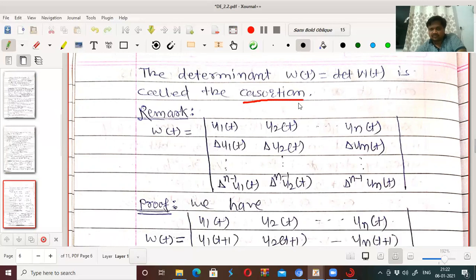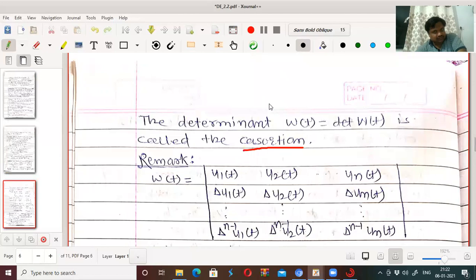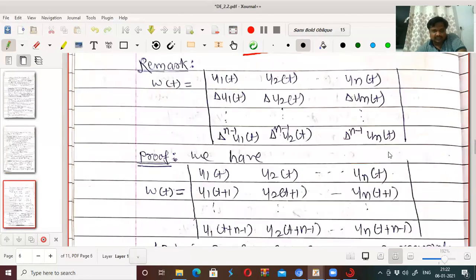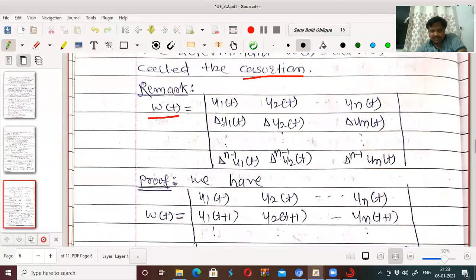It is called Casoratian. That is the concept. This is the matrix of Casoratian, and if we take its determinant, then we call it the Casoratian. Now, note that W(t) is also given by the determinant of u1(t) up to un(t), delta u1(t) up to delta un(t), and the (n-1)th delta u1(t) up to the (n-1)th delta un(t).